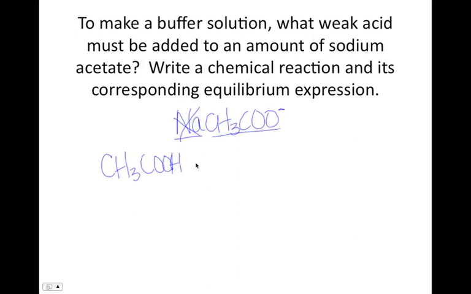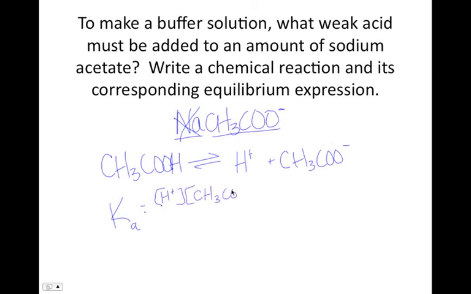CH3COOH, and writing the chemical reaction, this will ionize a little bit into the hydrogen ion and that acetate ion. And the corresponding equilibrium expression, Ka, is equal to H plus times CH3COO minus, divided by CH3COOH. Sorry, I don't know if I said reactants or products, but it's products that go up here, and reactants go on the bottom.